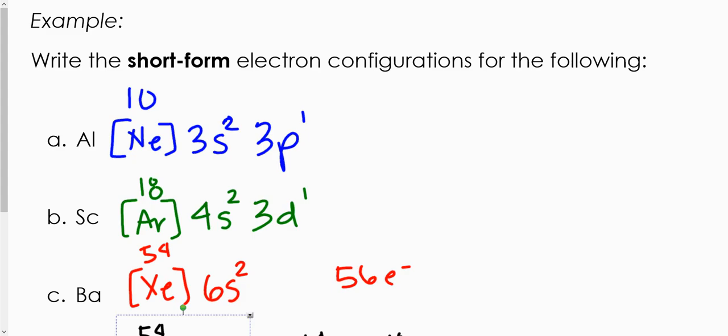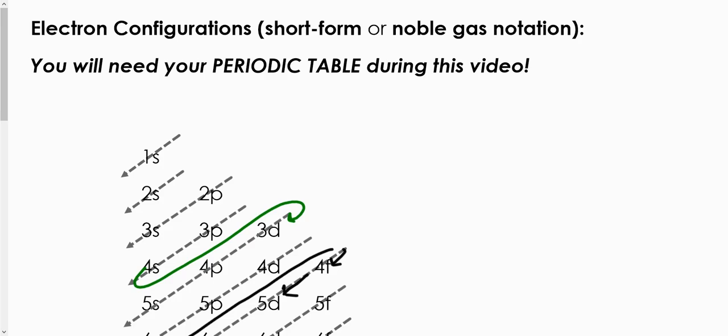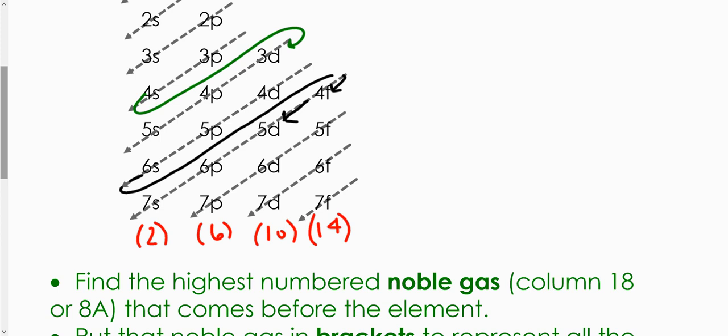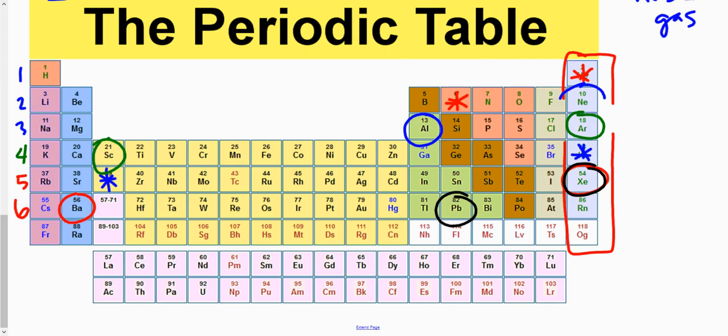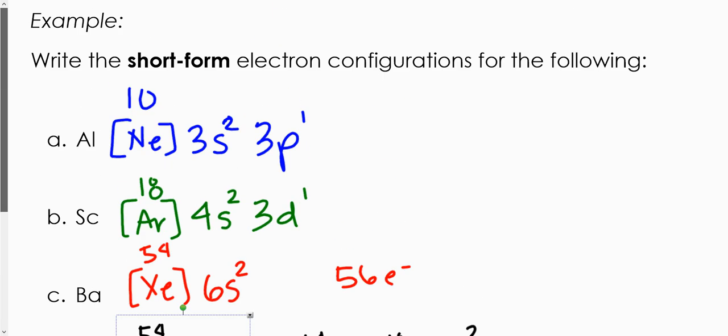And then after 5d comes 6p. And if I go back down, I'm where I needed, 82. So my 6p is going to be 2. So these will now add up to my 82 electrons for lead. So that's noble gas notation, or short form. We will do more examples and discuss your questions in class.